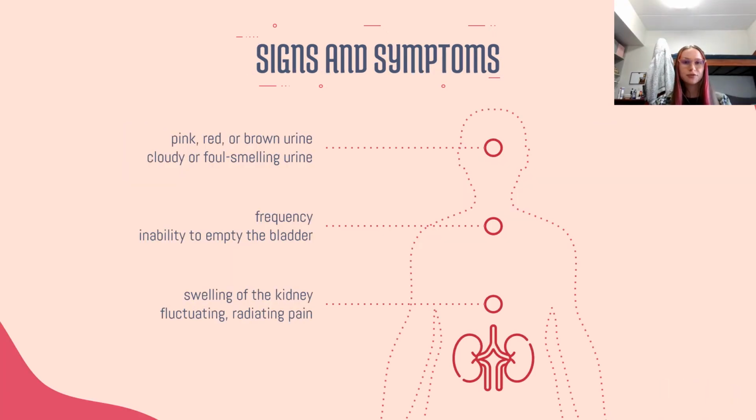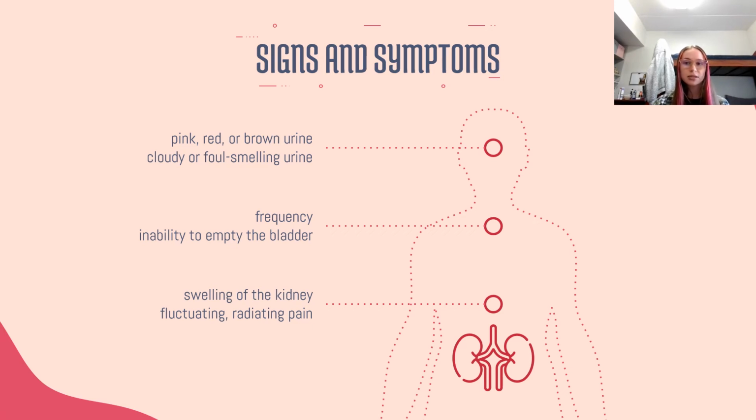Pain is not usually felt until the kidney stone moves, and signs and symptoms include nausea and vomiting. Also, pink, red, or brown urine and cloudy or foul-smelling urine. It is also common that people with kidney stones will need to urinate frequently, but will not be able to fully empty their bladder. If the kidney stone moves to a ureter, it may block the urine, causing a backflow of urine, the ureter to spasm, and the kidney to swell.